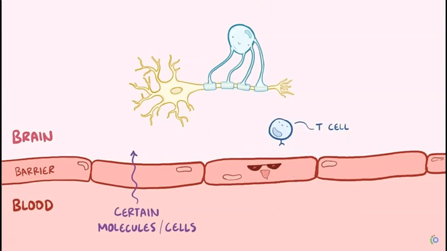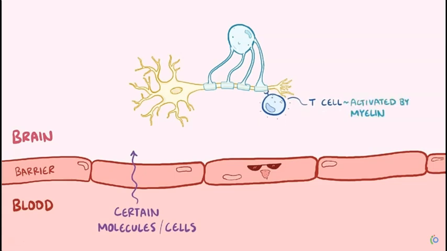Once a T cell makes its way in, it can get activated by something it encounters. In the case of multiple sclerosis, it's activated by myelin. Once the T cell gets activated, it changes the blood-brain barrier cells to express more receptors, and this allows immune cells to more easily bind and get in. It's kind of like bribing the bouncer to let in a lot of people.